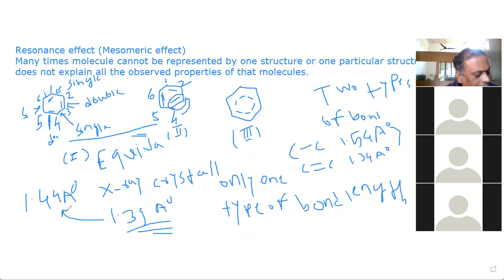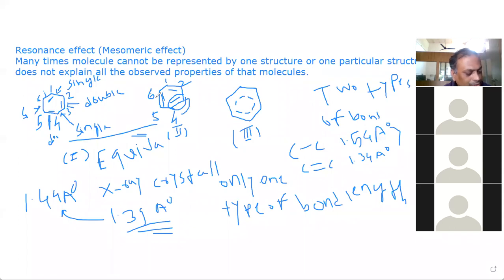Therefore, both structures, first and second, demand that pi electrons are localized and restricted to C1, C2, C3, C4 and C5, C6. आता स्ट्रक्चर वन मध्ये पाय इलेक्ट्रॉन्स कुठे आहेत, C2, C3, C4, C5 आणि C1, C6. आणि स्ट्रक्चर टू मध्ये C1, C2, C3, C4 आणि C5, C6. In this, they have the carbon-carbon pi electrons delocalized. लक्षात आलं? Benzene structure we take as the example for resonance.